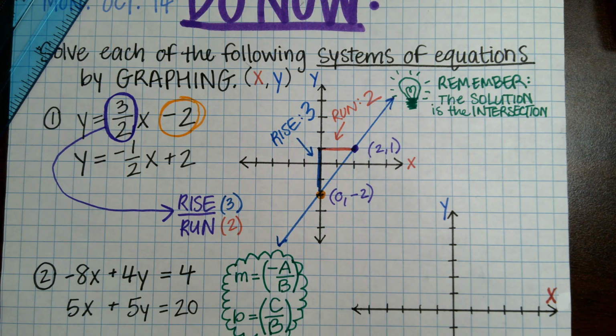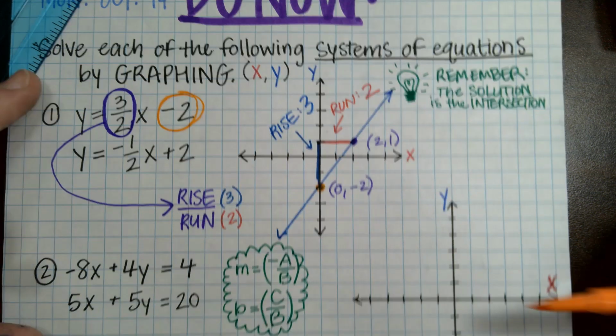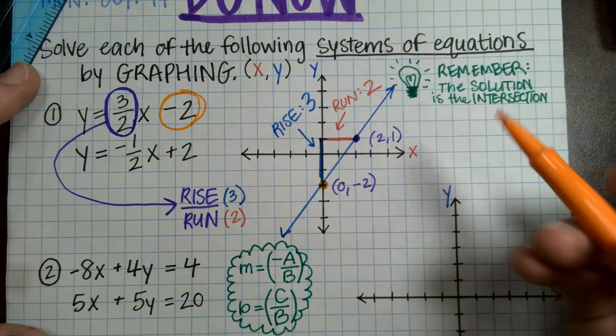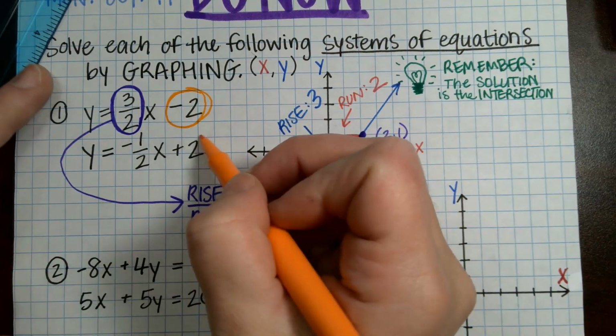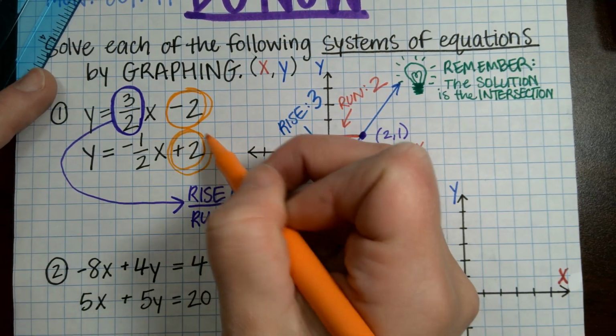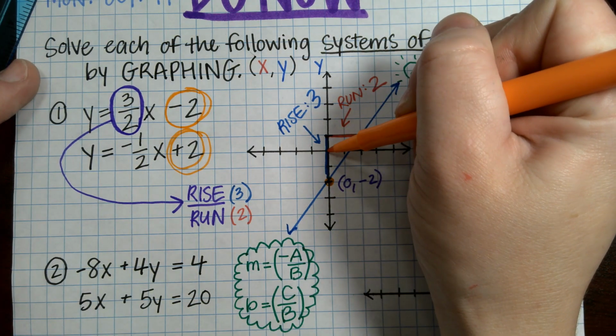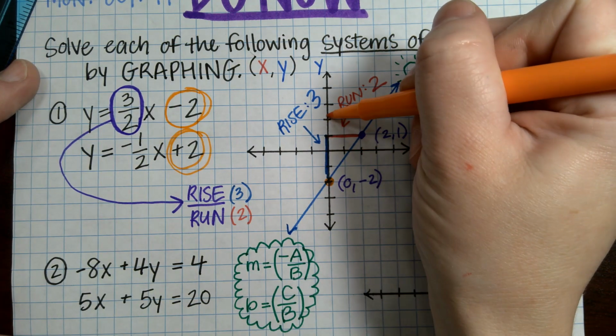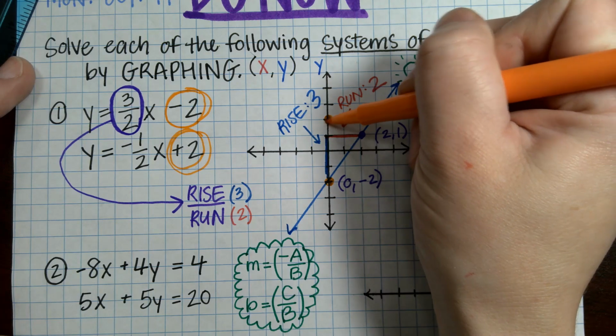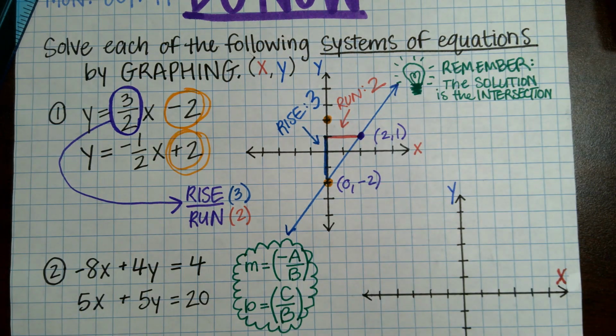So I probably wrote a little too much on this graph. I'm gonna make mine a little messy. I didn't think about that second one. But what are we gonna do for the second equation? Same thing. We're gonna find our y-intercept, which is +2. So I'm gonna go up on the y-axis, 1, 2. Okay, did everybody get to that point?